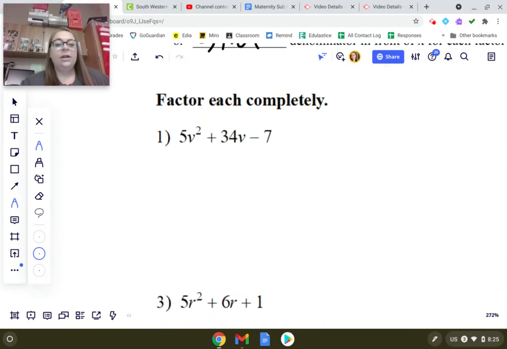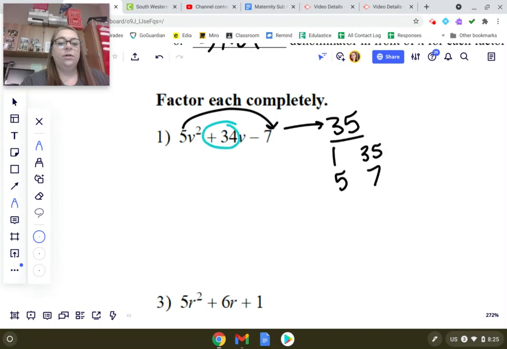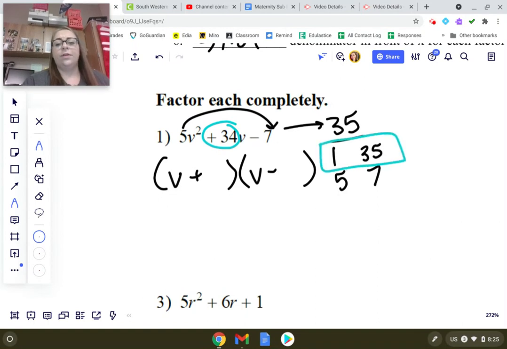So step 1 is to multiply my first and last. So 5 times 7 gives me 35. So now we're going to list factors of 35. That's 1 and 35. That's 5 and 7. My goal is to still get that middle number, so 34. Okay, so for this one, because I have a plus and a minus, that means that one of my factors is positive and one of my factors is negative. So the only one that will work here is 1 and 35, where 1's negative and 35 is positive. So I'm putting the 35 with the plus, the 1 with the minus.